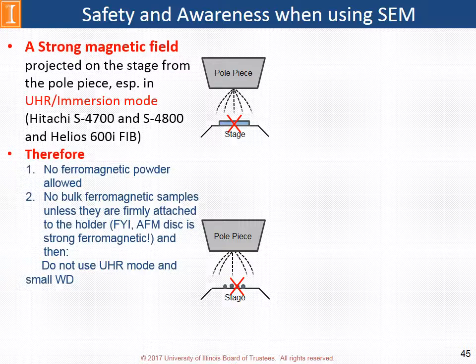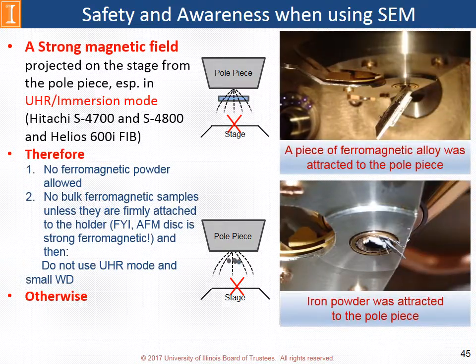Also, you cannot use ultra-high resolution mode or immersion mode for a ferromagnetic bulk sample, even if it is firmly attached to the stage, since the magnetic field is much stronger in ultra-high resolution mode. Otherwise, this is what will happen. The sample will be attracted to the pole piece, as shown in these two pictures, which were taken after this kind of accident happened to our SEMs. This not only might damage the pole piece, degrading the resolution, the powder sucked into the pole piece can even kill the microscope.